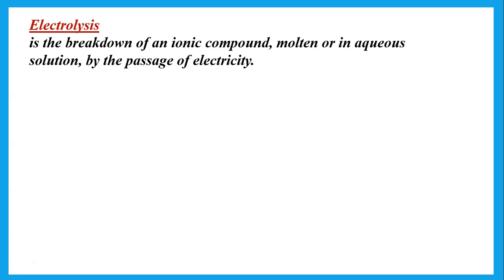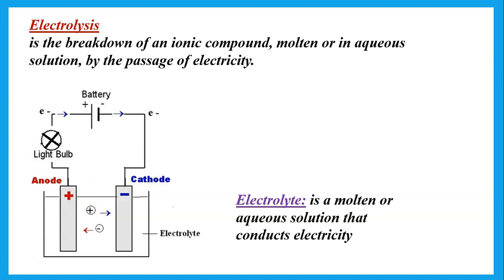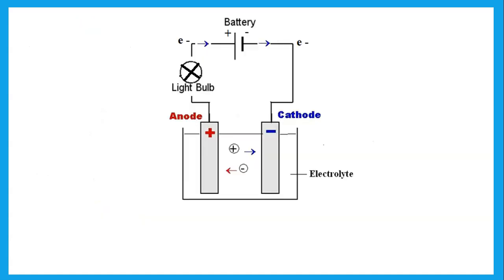Okay, let's talk about electrolysis. What is electrolysis? It is the breakdown of an ionic compound, molten or aqueous solution, by the passage of electricity. We have an electrolyte, which is an ionic compound, molten or in solution, so it has positive and negative ions that are free to move. That is the electrolyte, molten or aqueous solution that can conduct electricity. We also have rods that are placed into this solution. The rods are called electrodes, and an electrode is made of a substance that conducts electrons.